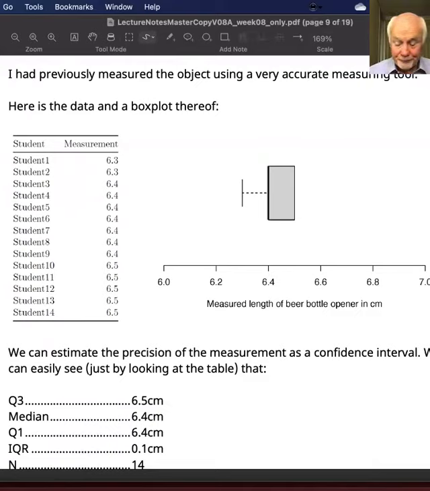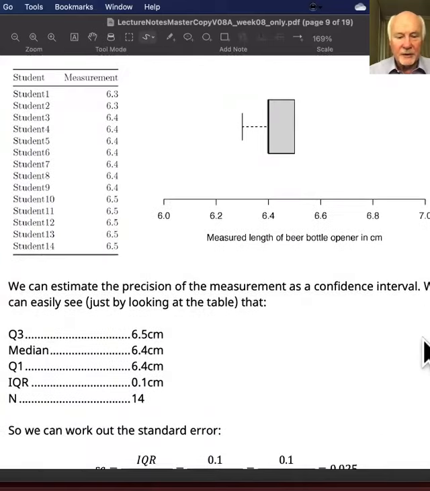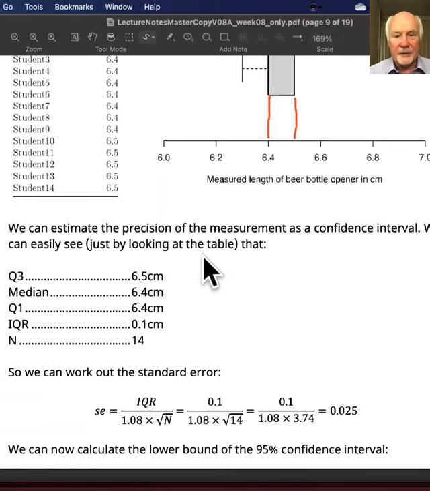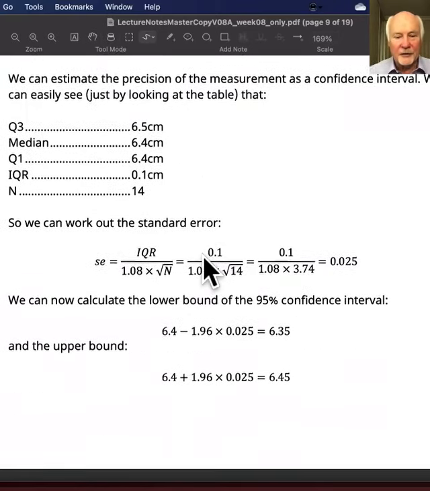What we did, you can look at the table or even the box plot really, and you can work out what the interquartile range and the median are. It's pretty obvious. The median, the thick line on the left side there, is 6.4, and then Q3 is 6.5, and Q1 is also 6.4. So the median and Q1 are the same. And there were 14 measurements. So we've got all the data we need there to estimate a confidence interval.